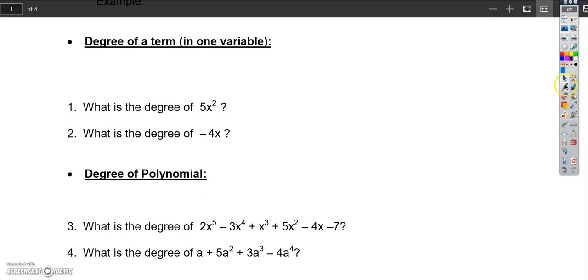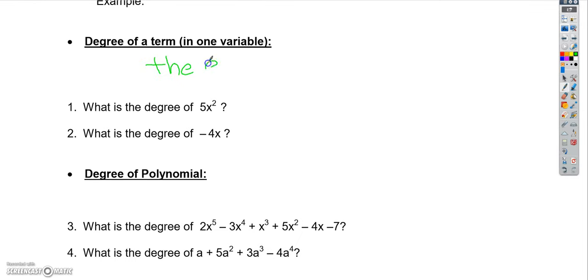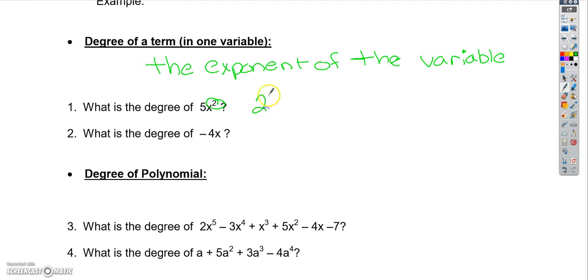So the degree of a term in one variable is the same as the exponent of the variable. So what is the degree of 5x squared? You see the exponent here, so it is 2nd degree. What is the degree of this one? This is a 1, so it is a 1st degree.